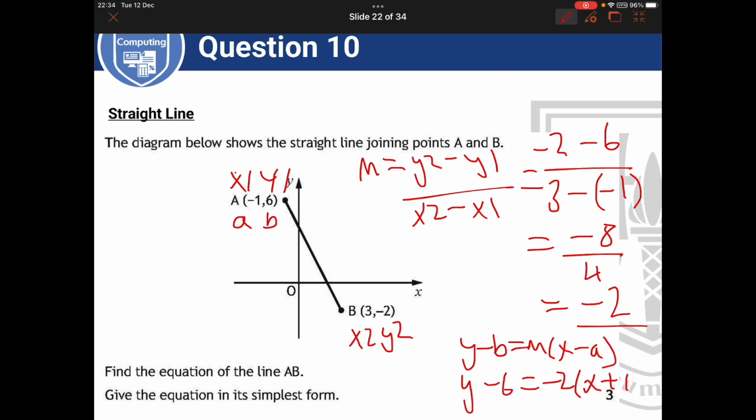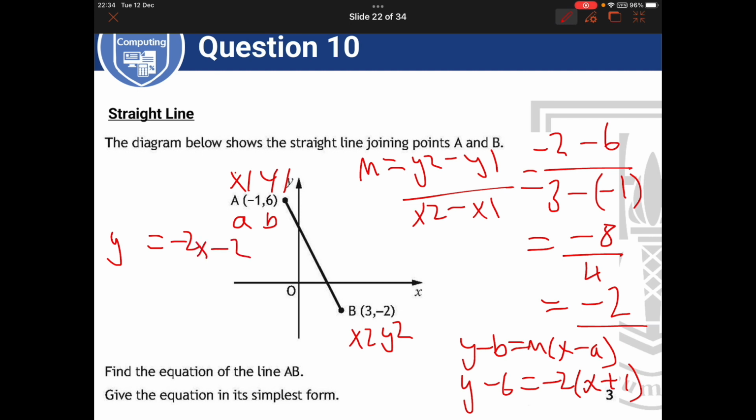The two minuses will make a plus, so I'm just going to go ahead and make that x plus 1. So just be careful with your signs there. You might want to write x minus minus 1 before you tidy that up. And then lastly, let's multiply out the brackets and tidy that up. So when you multiply out the brackets, you'll get minus 2x. Minus 2 times 1 will be minus 2.